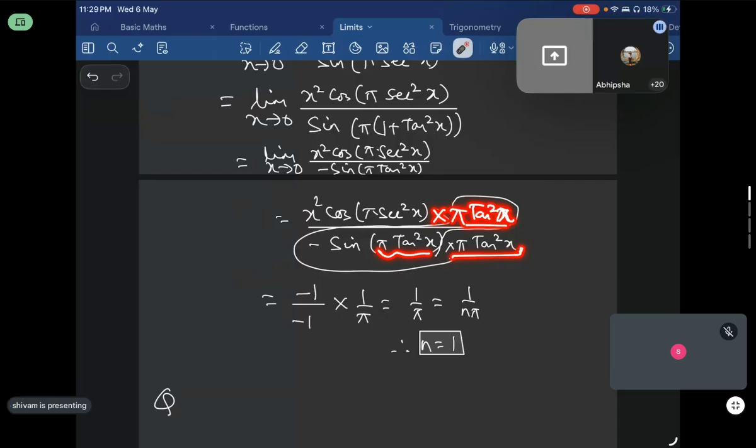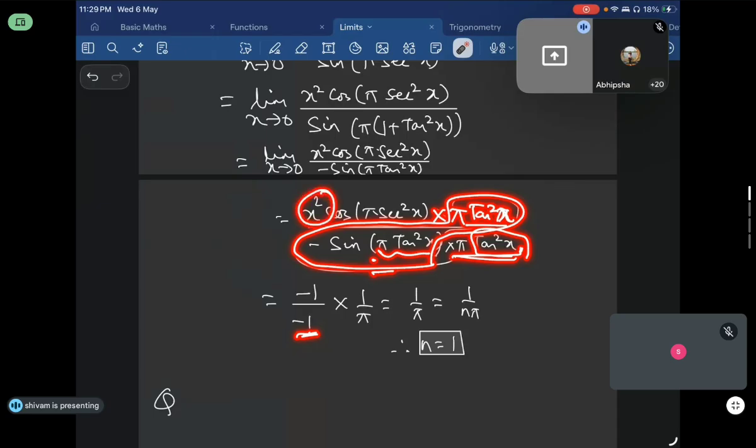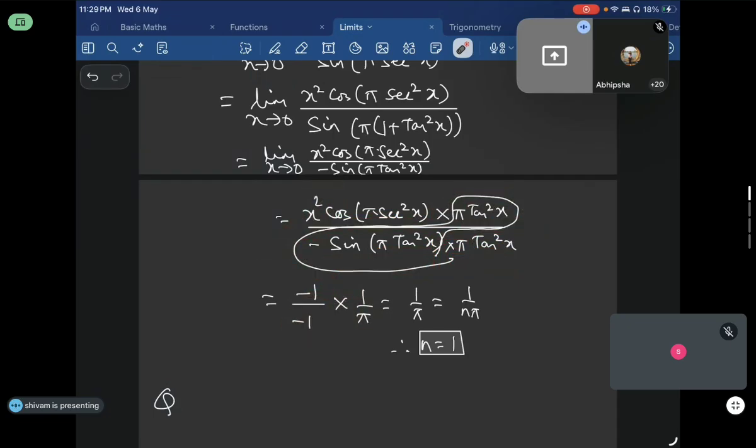Yes, sir. Okay. Now see, this is the standard form. This will become -1. Minus into 1, -1. Right. And pi tan square x, this tan square x and x square, this will become 1. And then you substitute x equal to 0. It will become cos pi. Cos pi is -1. So -1 by -1 into 1 over pi. Tell me, is it clear? Yes, sir.